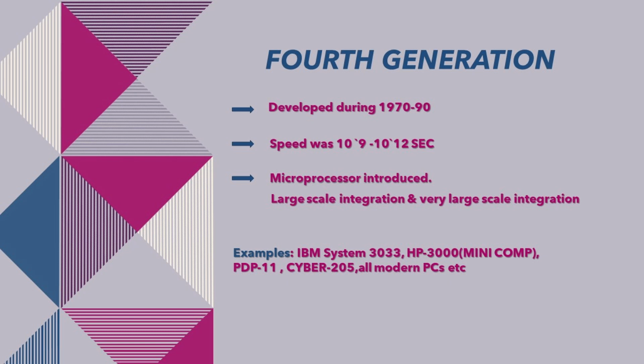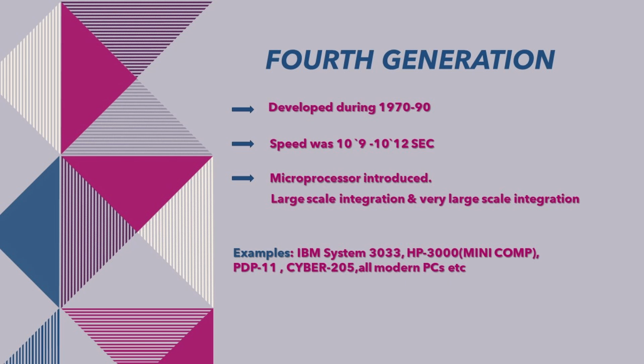The main advantage of this technology is that one processor can contain all the circuits required to perform arithmetic, logic and control functions on one chip. The computers using microchips were called microcomputers. This generation was built with large-scale integration, LSI, 100 to 1000 transistors in a single chip, and very large-scale integration, VLSI, 1000 to millions of transistors per chip.